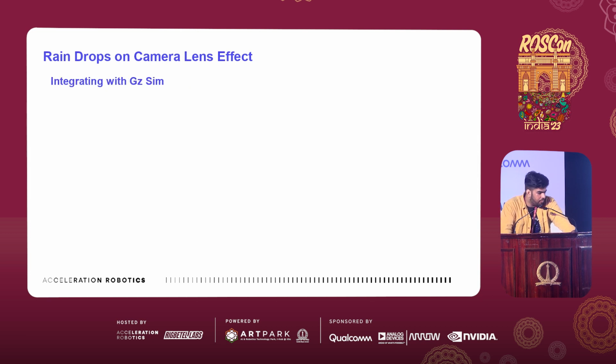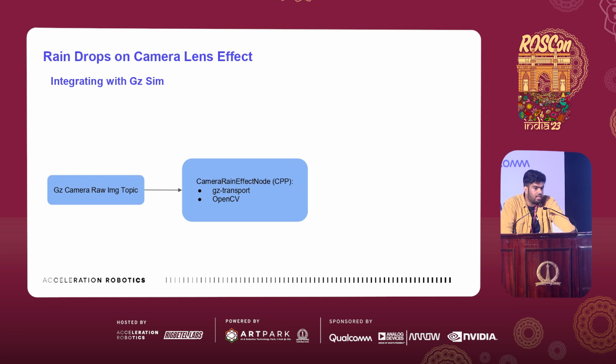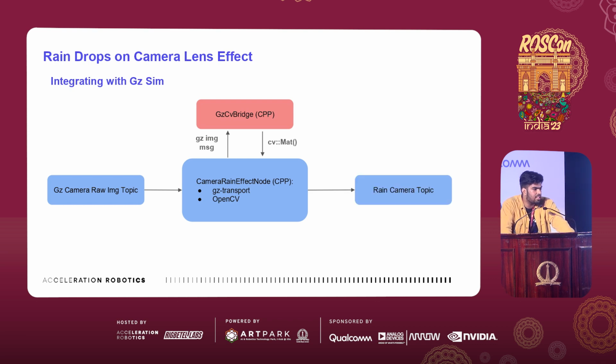To integrate it with GZ Sim, we obviously cannot integrate it directly. Let's say we have a topic from GZ. We have a node that subscribes to that topic and adds the rain effect on it. But since GZ and OpenCV are not based on the same format, we need to write a bridge. The bridge takes in the image that we retrieve from GZ and provides a CV Mat image. Once we have that image, we can process it and send it back to another topic. So we can get a rainy topic and have something like this.